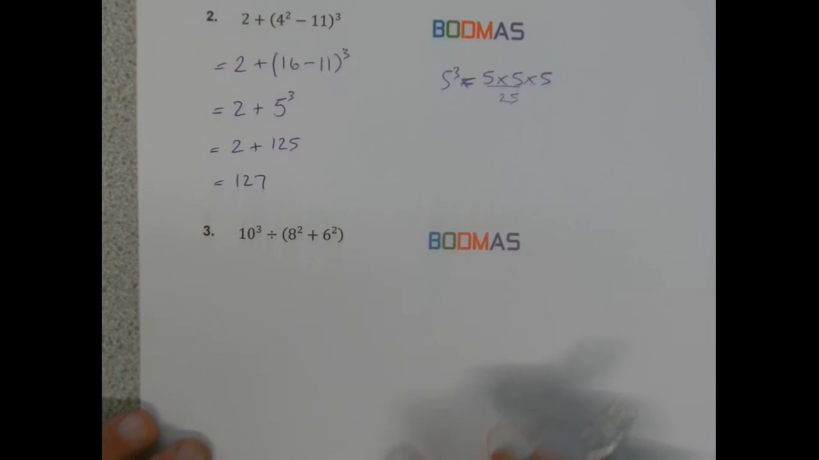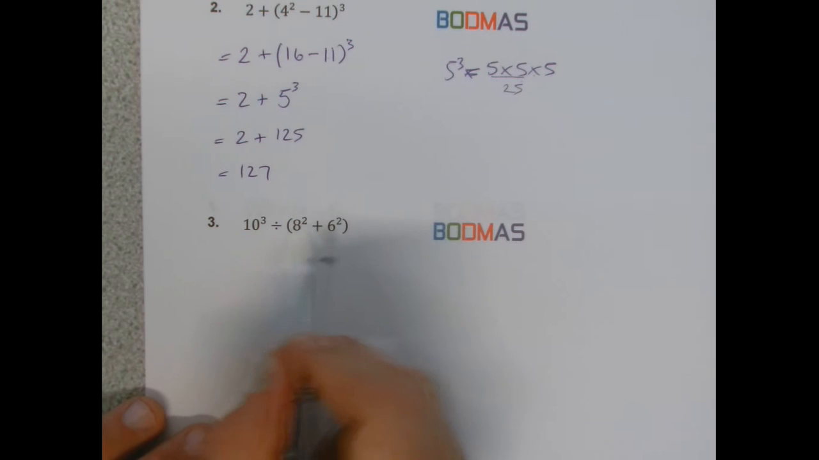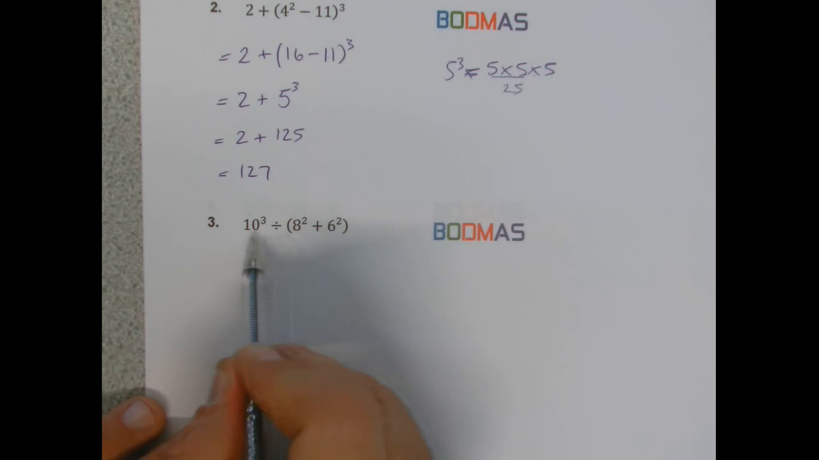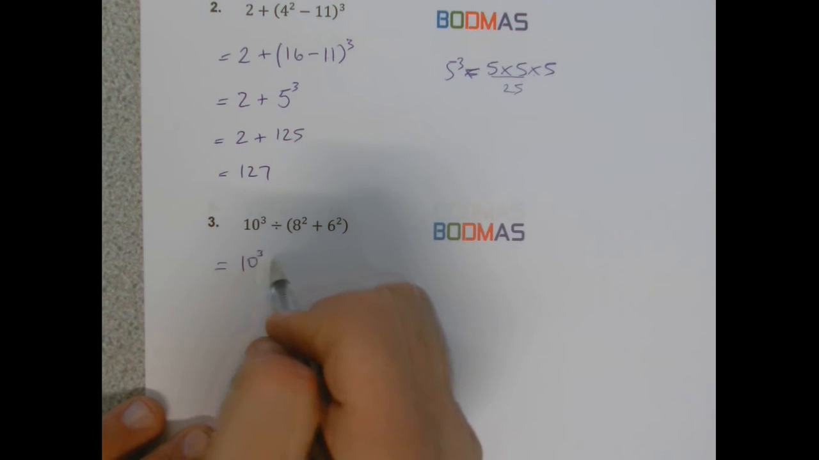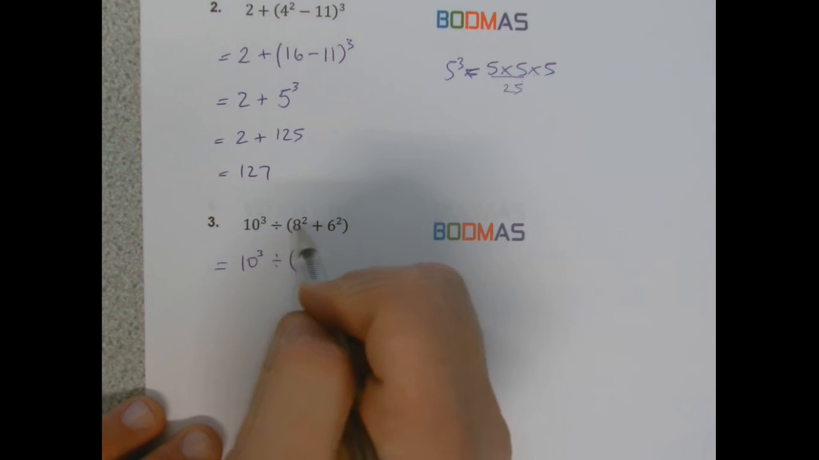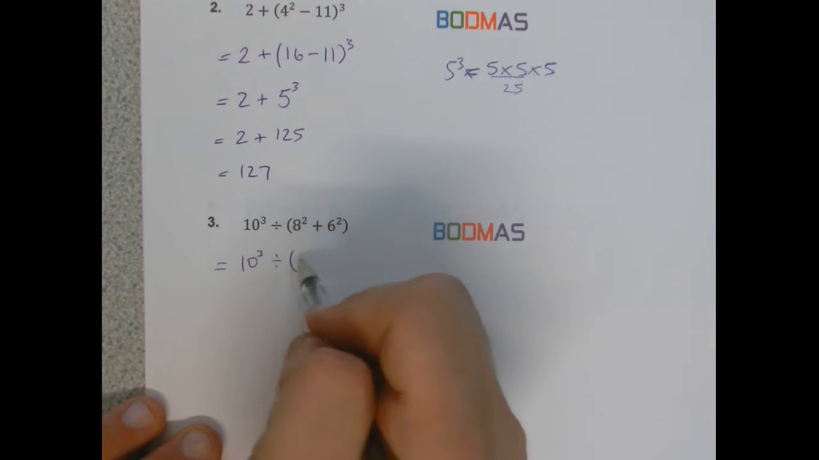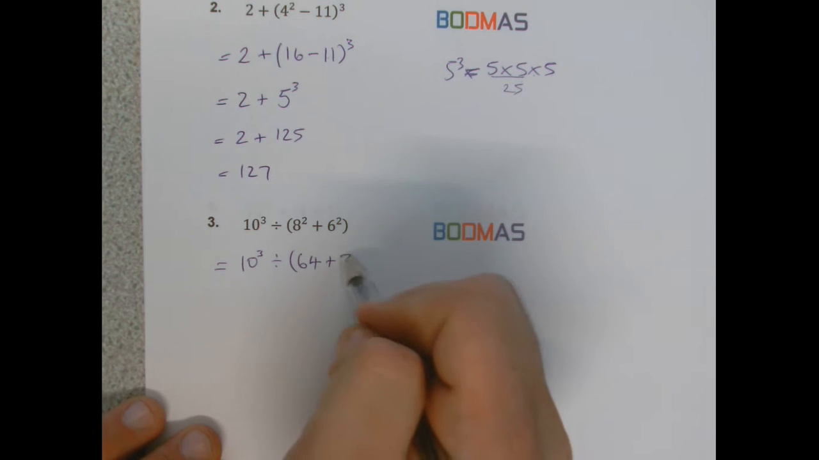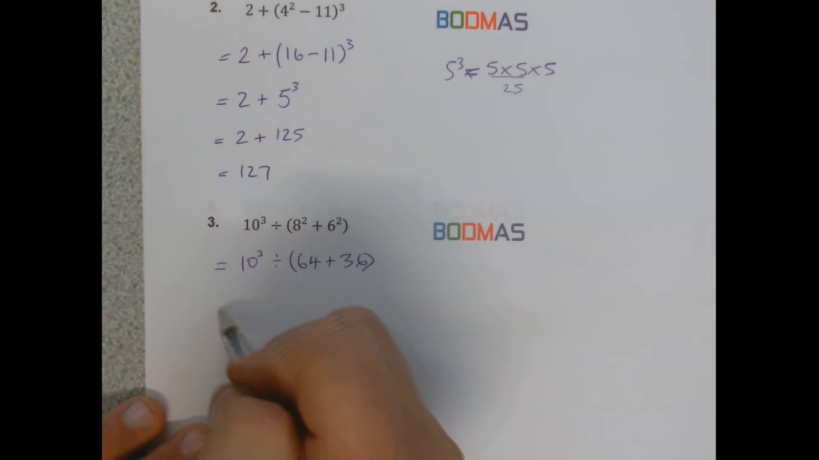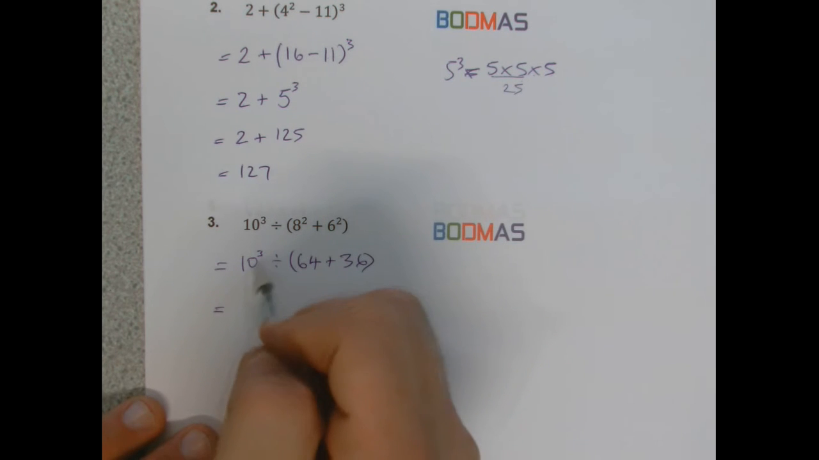Question 3, okay? I've got this here, work out this bracket, okay? So we'll have 10 cubed divide by, so in this bracket, let's work out each term. 8 squared is 8 times 8, so that's 64. 6 squared is 6 times 6, so that's 36. Okay, then I have 10 cubed, which I could actually work out as well. There's no harm in me working that out.